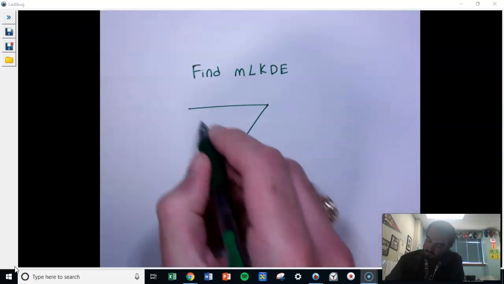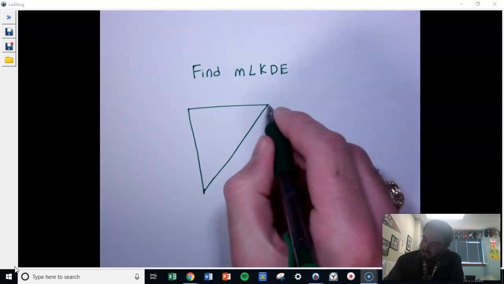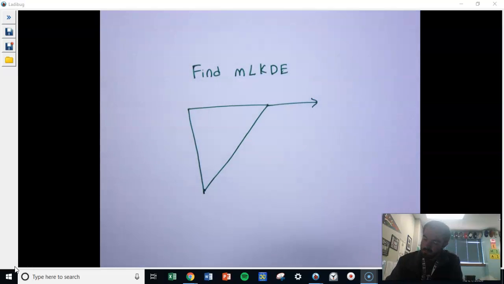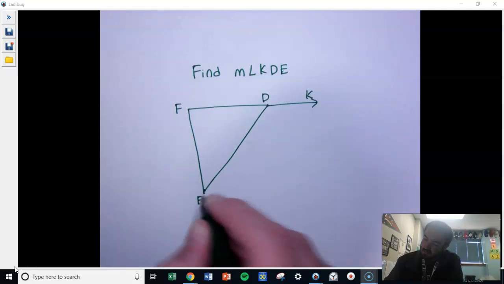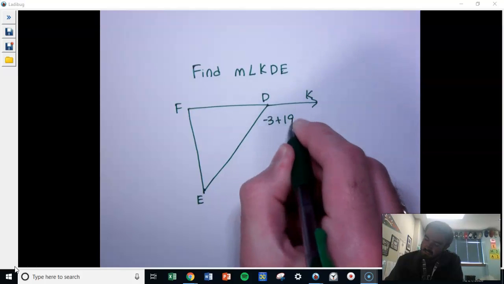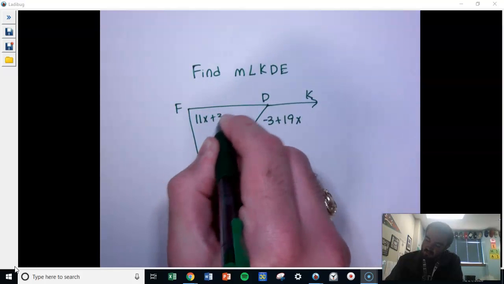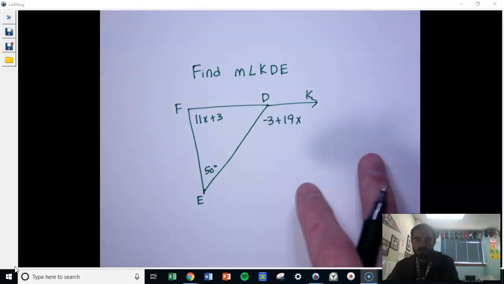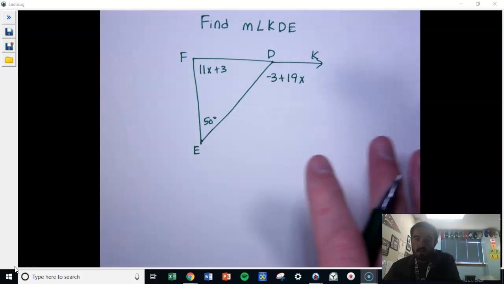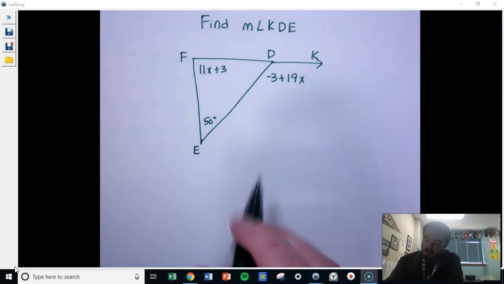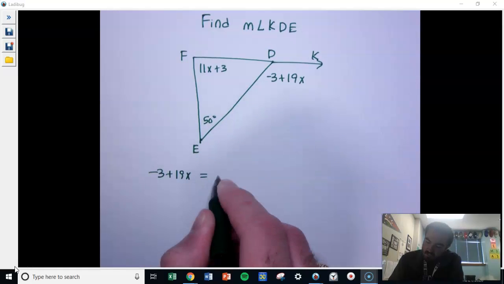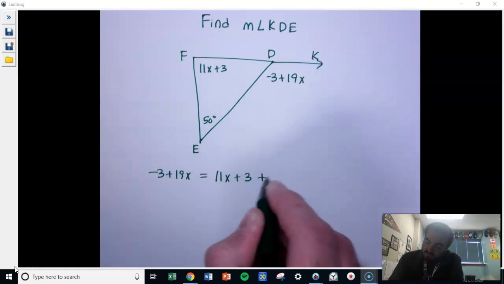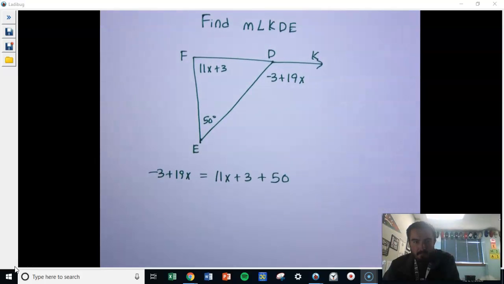We have a triangle, and we have this extension, something like that. We have F, D, K, E. This is negative 3 plus 19x. This is 11x plus 3, and this is 50 degrees. So what we do as always is we would solve for x, right? We have to make our equation. This is our exterior angle, negative 3 plus 19x equals 11x plus 3 plus 50. Okay? Then we would start solving for x.